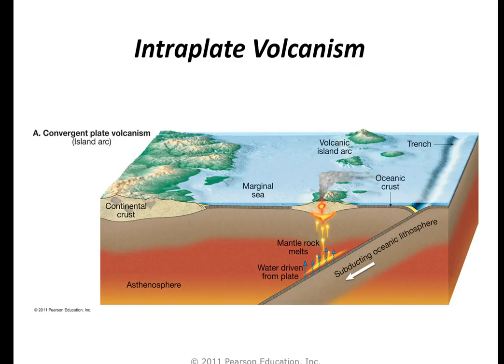So here we have an example of what is going on in Hawaii. The magma chamber just keeps boiling up rock and coming to the surface to form the different island arcs and chains.